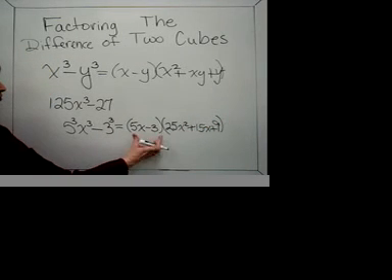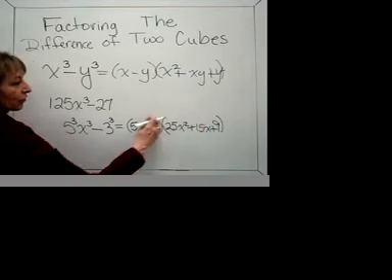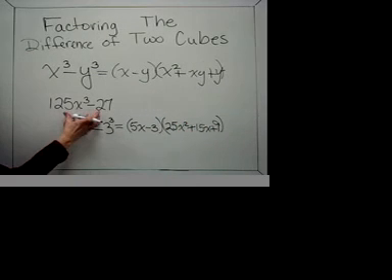So 5x minus 3 in parentheses times this 25x squared plus 15x plus 9 is the correct factorization of 125x cubed minus 27.